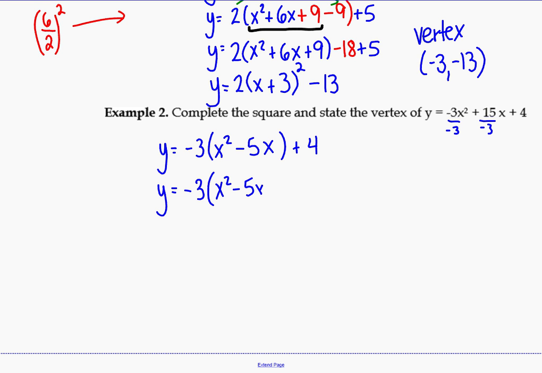Okay, how do we find out the last term to make it a perfect square? Same thing as yesterday. Negative 5 divide by 2 and squared. What does that equal? 25 over 4. So plus 25 over 4 minus 25 over 4. We always pull out the minus, right? Because in a perfect square, the last term has to be positive for it to be a perfect square.